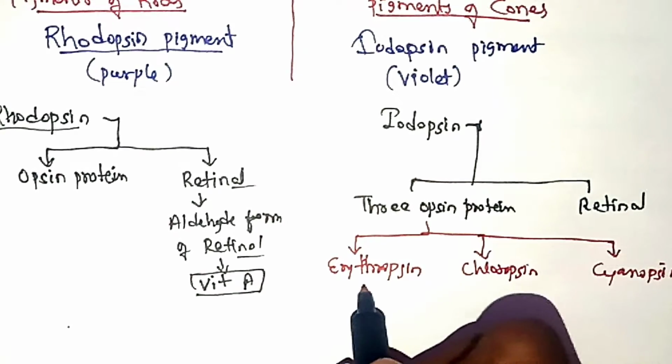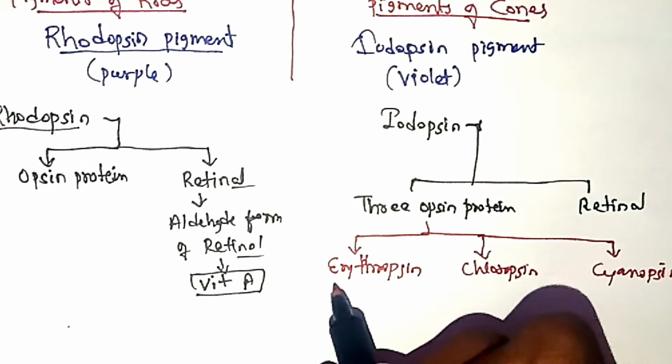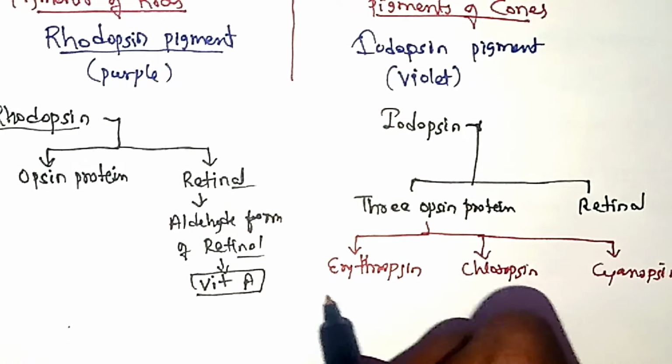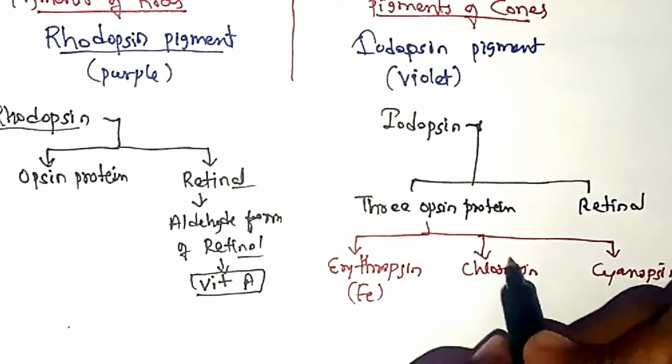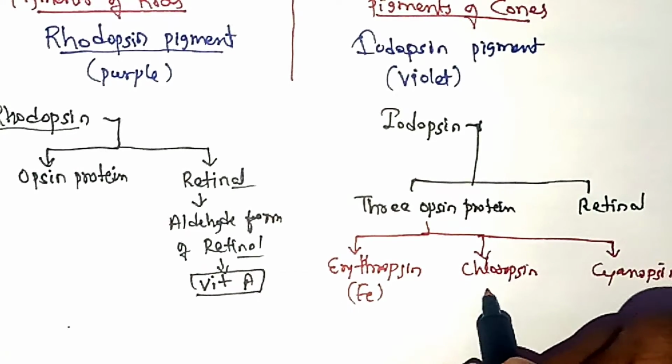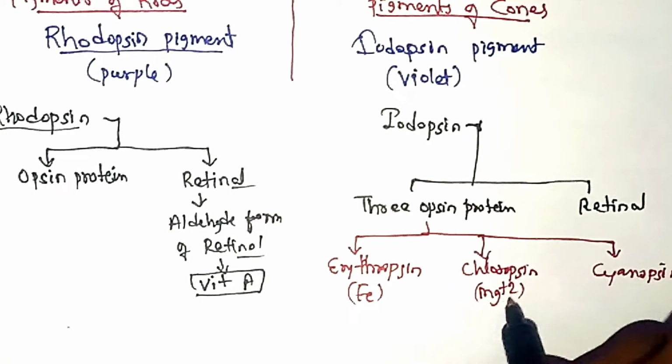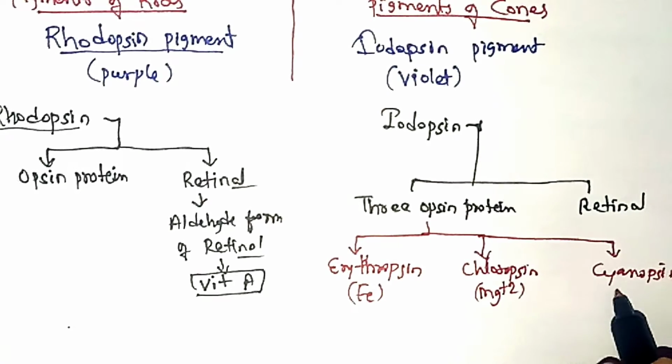So erythropsin, like erythrocytes, means red blood cell. So erythropsin means iron is present. Chloropsin means Mg+2, because like chlorophyll, magnesium. Cyanopsin means copper.